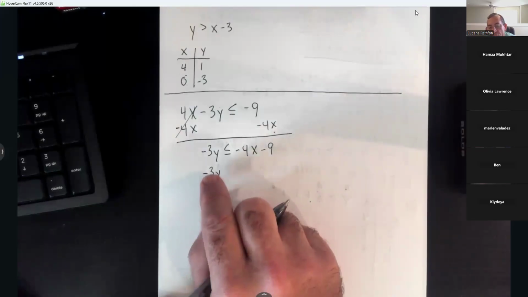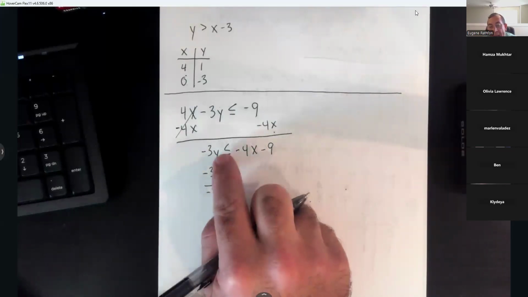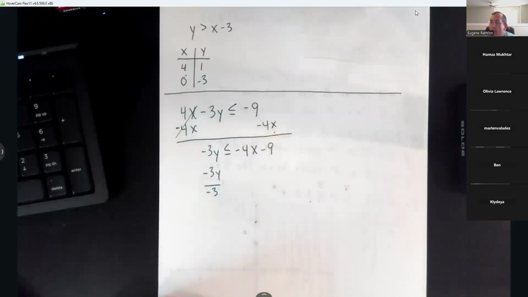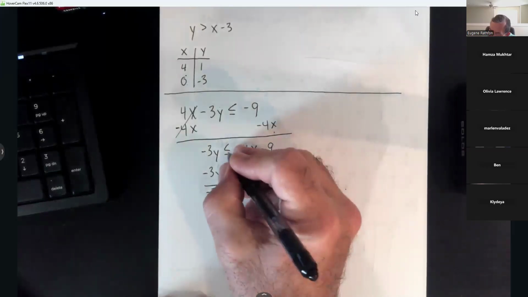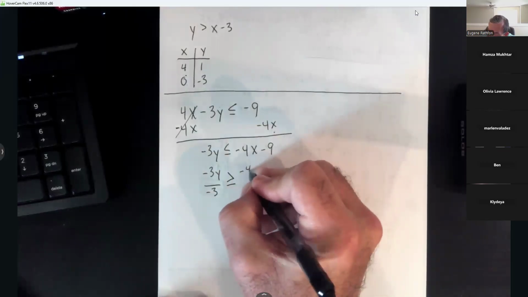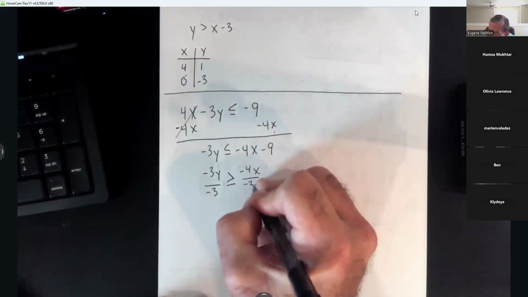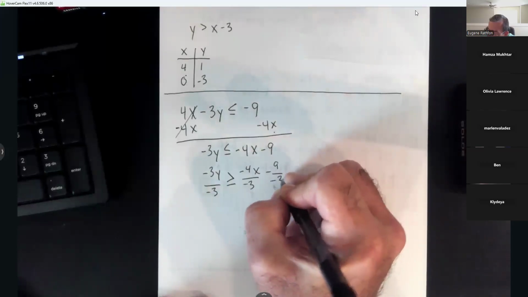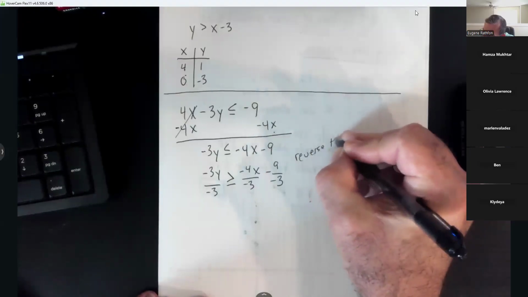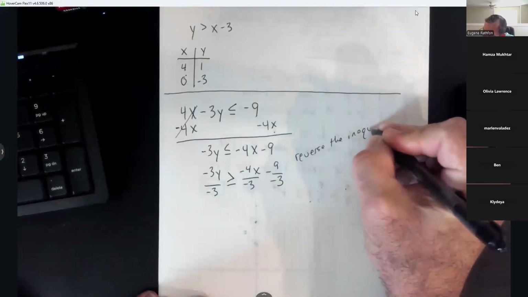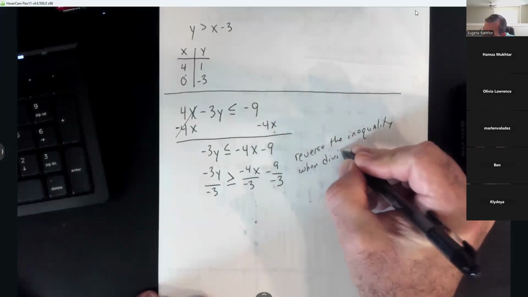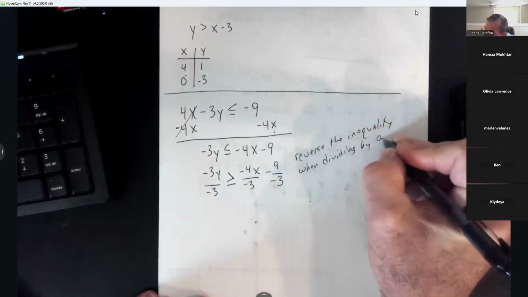But here's a little rule. Whenever you divide an inequality like this by a negative number, you got to take the inequality and flip it. So this less than will now become a greater than or equal. And then I'm still dividing everybody by that negative 3. So remember, reverse the inequality when dividing by a negative number.